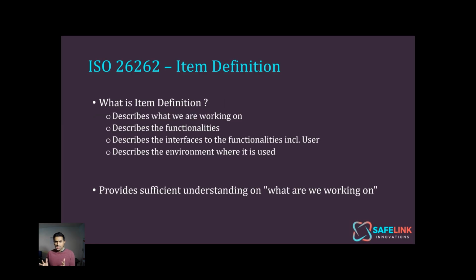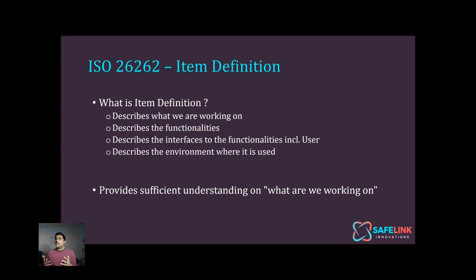An item definition essentially consists of four things. It describes what the product or the system is that we're working on. It describes the functionalities of the system. It describes the interfaces to these functionalities, which could be a user or another system. And it describes the environment where the system is being used.